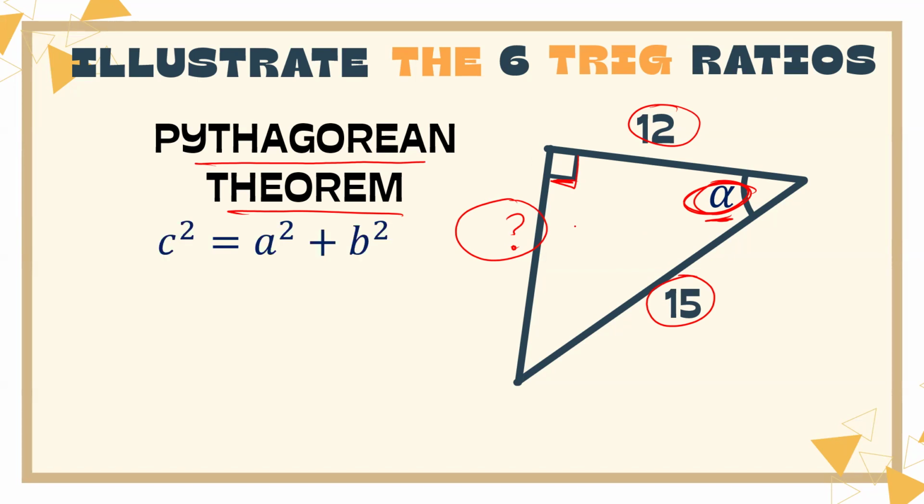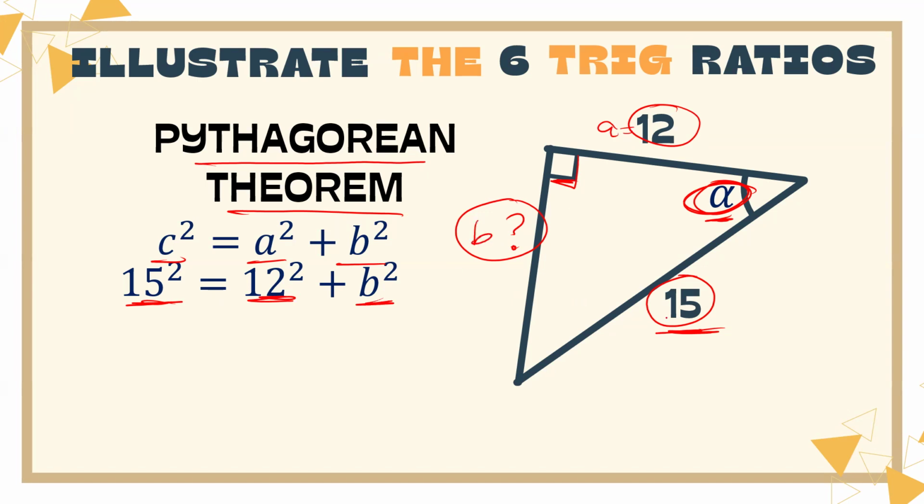So using the Pythagorean theorem, we have c squared equals a squared plus b squared, and c corresponds to the hypotenuse, which is 15. So that would be 15, side A is 12, and B is what we are looking for, right? Okay. Do you follow, class? Are you still with me? Very good. So we need to simplify this equation.